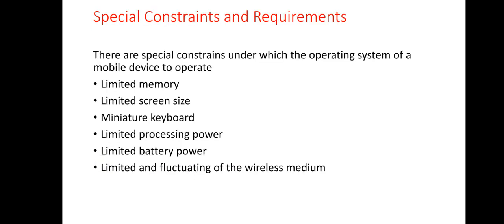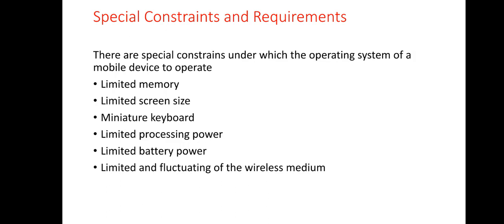Okay, for that purpose it requires some special constraints as well as some important requirements. First of all, we see the different special constraints under which the mobile operating system operates. What are the different constraints compared to the desktop operating system? A desktop operating system does not face such constraints like memory, screen size, battery power, etc. In case of a mobile operating system, these are the essential features.